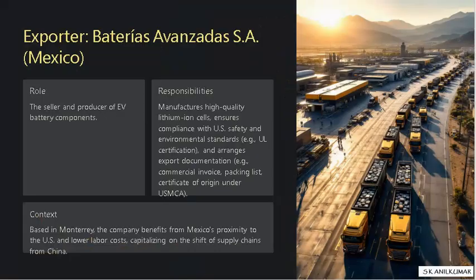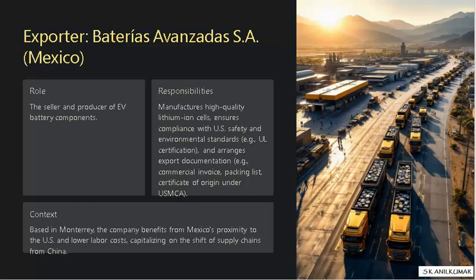Now, the exporter is Baterías. Their role is as a seller and producer of the EV battery components. Their responsibility is to produce high quality lithium-ion cells and supply them to the Michigan entity in compliance with US safety and environmental standards, which is called UL certification. They have to arrange documents that prove that the export is valid and the import is valid. The commercial documents can be commercial invoice, packing list, certificate of origin, etc. The certificate of origin should be in compliance with the USMCA, the United States-Mexico-Canada agreement.